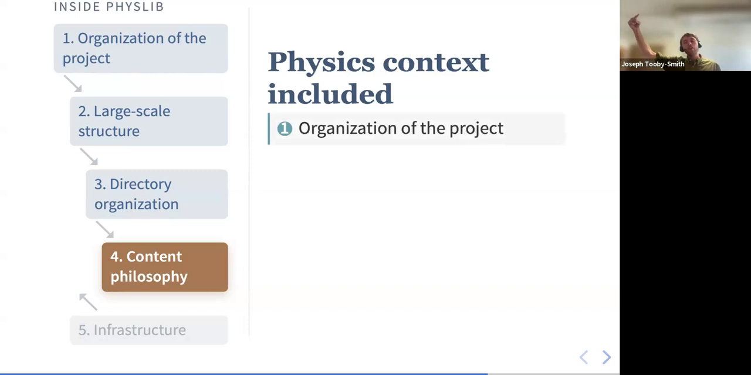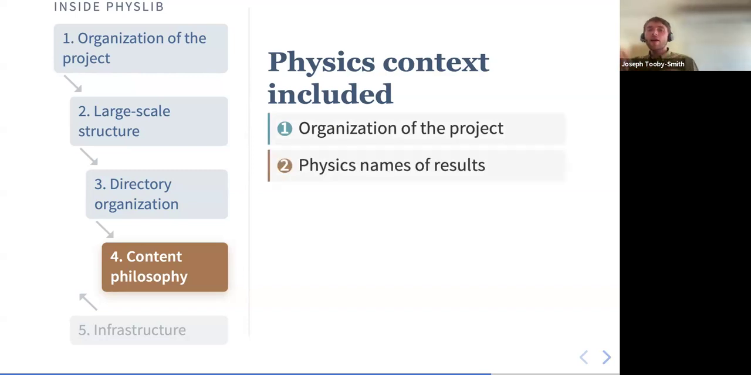We do that, first of all, by the organization of the project, which I showed you on the previous slide. Secondly, by using physics names for results. So we saw the Higgs vector type, meaning the type of Higgs vectors. We didn't call that Euclidean space of 2 dimensions or something like that. We put the physics meaning there because that is what's most useful for physicists.